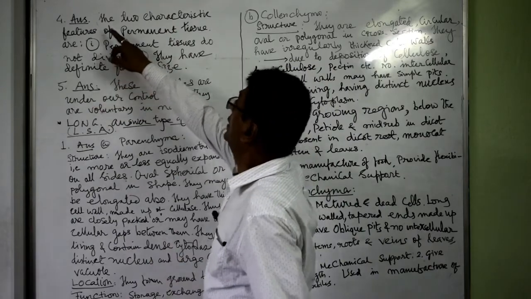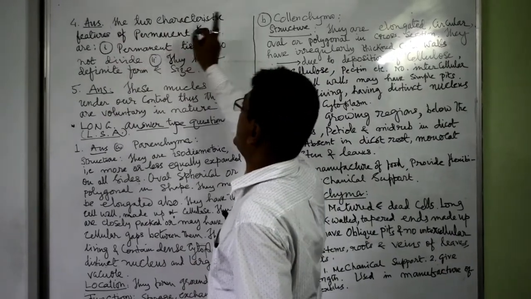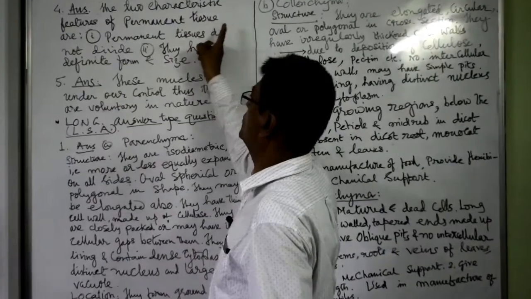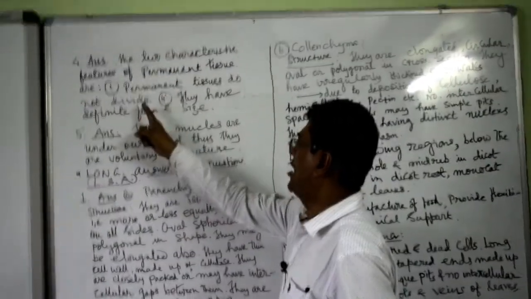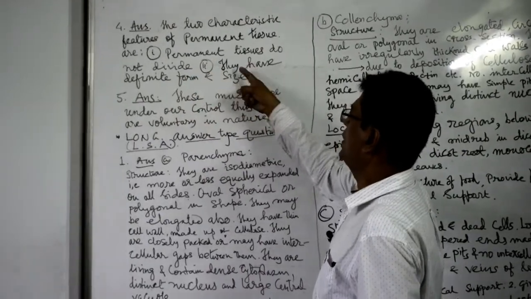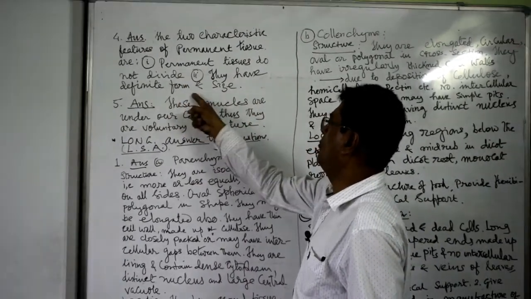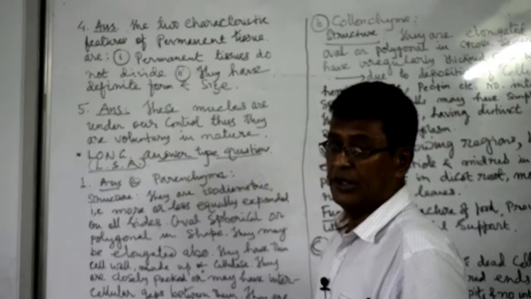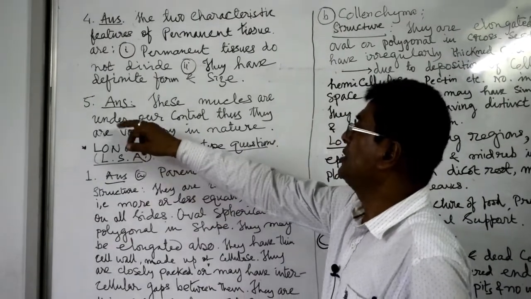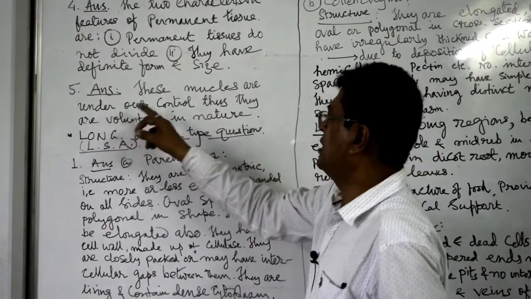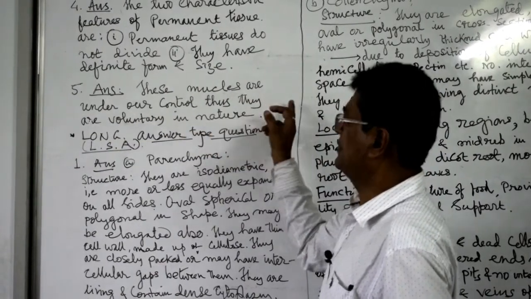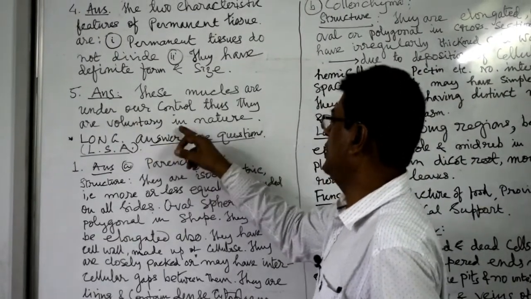Children, here is question number 4 and the answer. The 2 characteristic features of permanent tissue are: number 1, permanent tissues do not divide; number 2, they have definite form and size. Now we come to question number 5. The answer: these muscles are under our control, thus they are voluntary in nature.